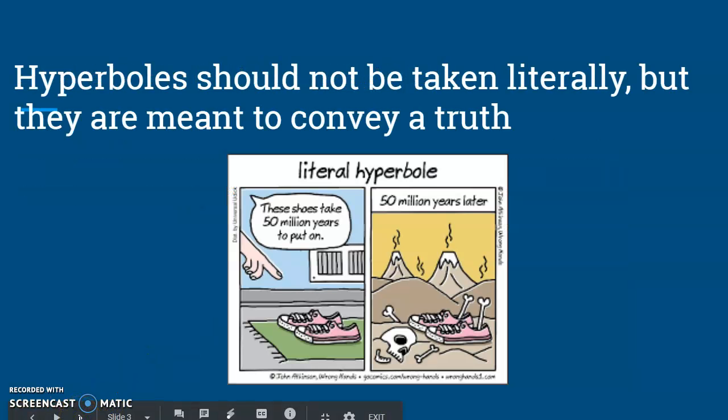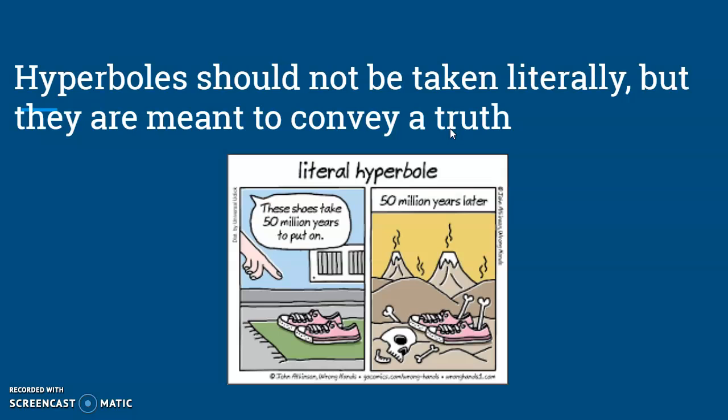So let's dig into this a little bit more. Again, it should not be taken literally. You're not saying this for somebody to think that's really what's happening. Common ones are like, I'm so hungry I could eat a horse. Obviously you're not going to go to a restaurant and order a whole horse, but we know that means that you are so hungry you could eat a lot of food. So they aren't meant to be taken literally, but they are there to convey a truth. So it does need to have some truth in it.